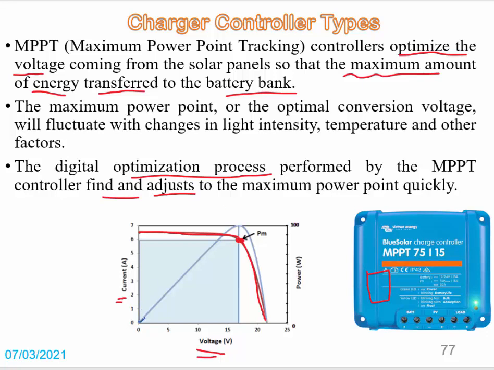We can see the power start from 0 and the power increase. This is the axis of the power. You can see the power increase. At this point, we will get the maximum power. So we always want to charge the batteries at this point, at this voltage. So how to get this voltage and this current? The MPPT controller works to track this point, always tracking the maximum power point, and then we will get the maximum charging, or the perfect charging, for the batteries.